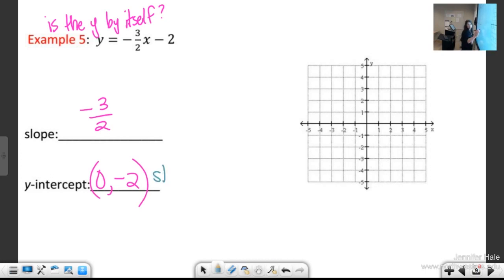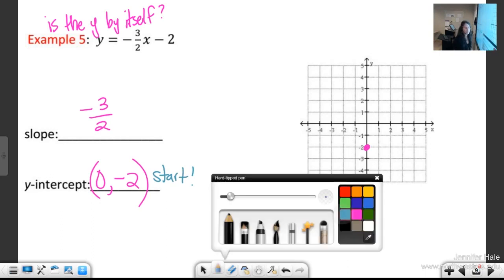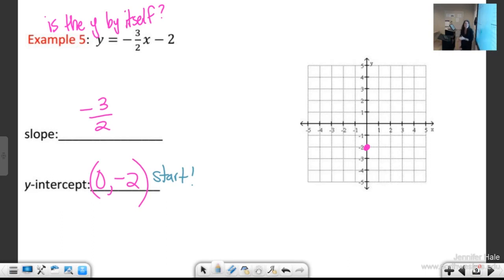All right, so again, that's where I start. I start with that y-intercept. So go plot it. Plot 0, negative 2. Okay. All right, now, you got to decide if you're going to go up and right or down and right. Is my slope in this one positive or negative? Negative. So when it's negative, you're going to go down the top number, and then you're going to go over to the right, the bottom. So again, you're always going to the right. If it's positive, up and right, negative, down and right.